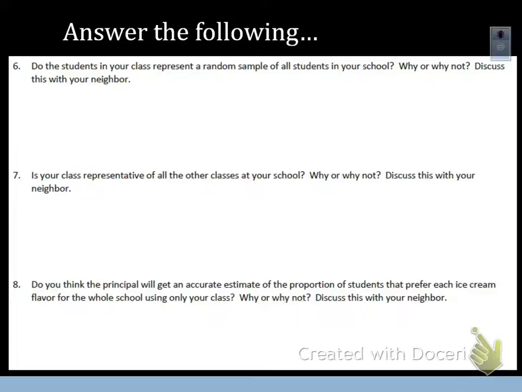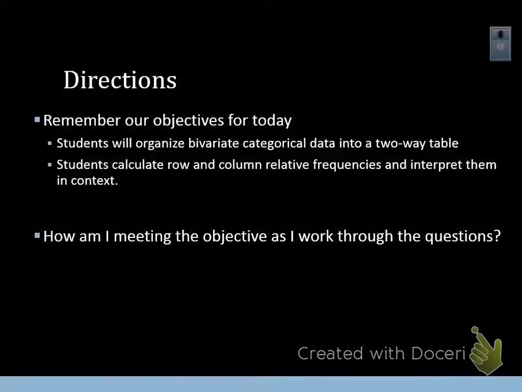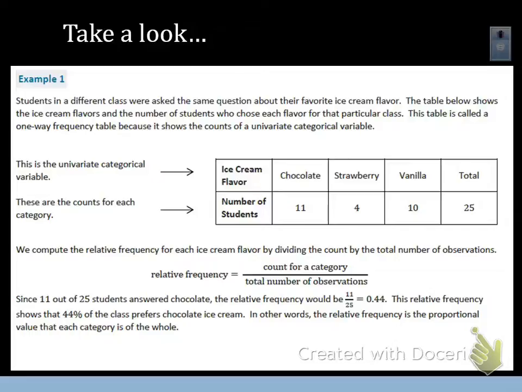All right. Next, we're going to go ahead here. I just want to remind you that our objectives for today, we need to be able to organize bivariate categorical data into a two-way table. And then we're going to calculate row and column frequencies, relative frequencies, and interpret them. So again, if you are following along here and going through this work, you are working at meeting those objectives. We want to make sure you continue to follow along as I go through the rest of the packet.